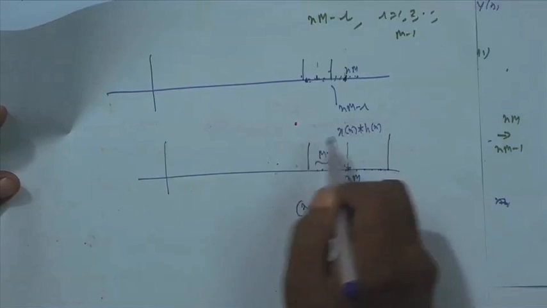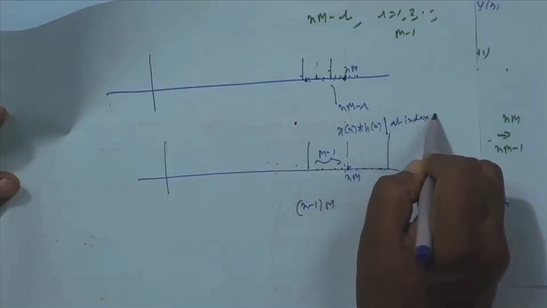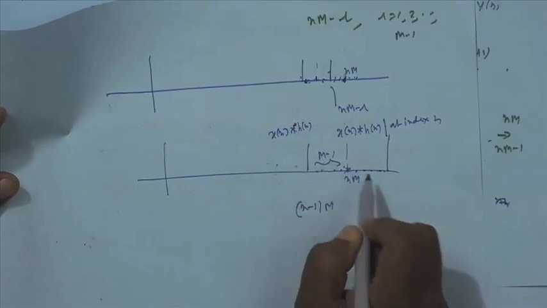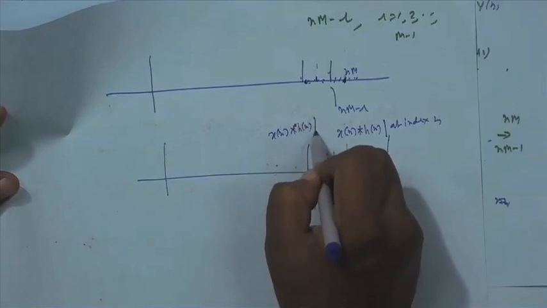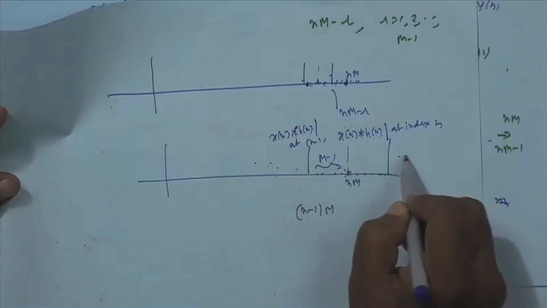here you will get again the same convolution. This is the convolution at index n. This is again the same convolution, but instead of nm, it is at (n minus 1)m. So it is at index n minus 1, like that. All right.